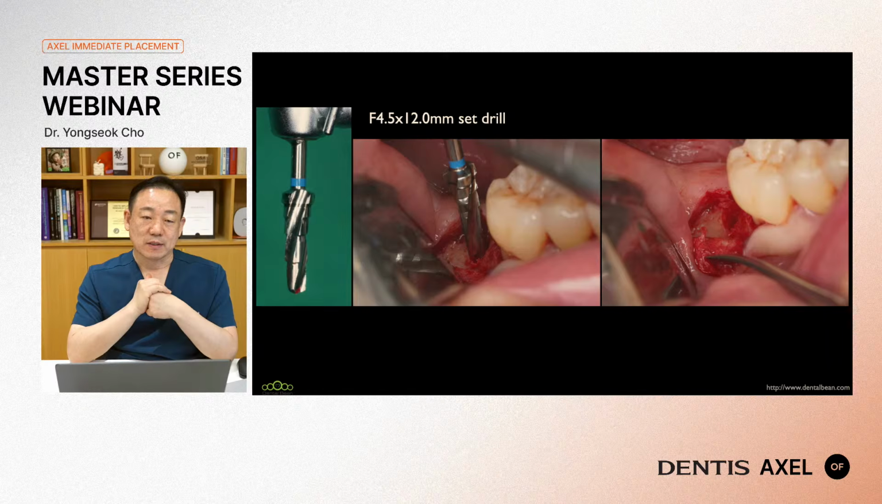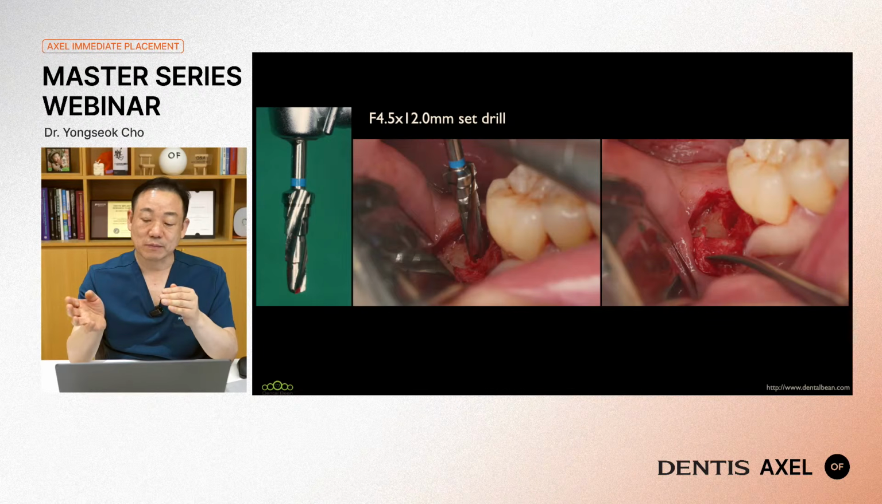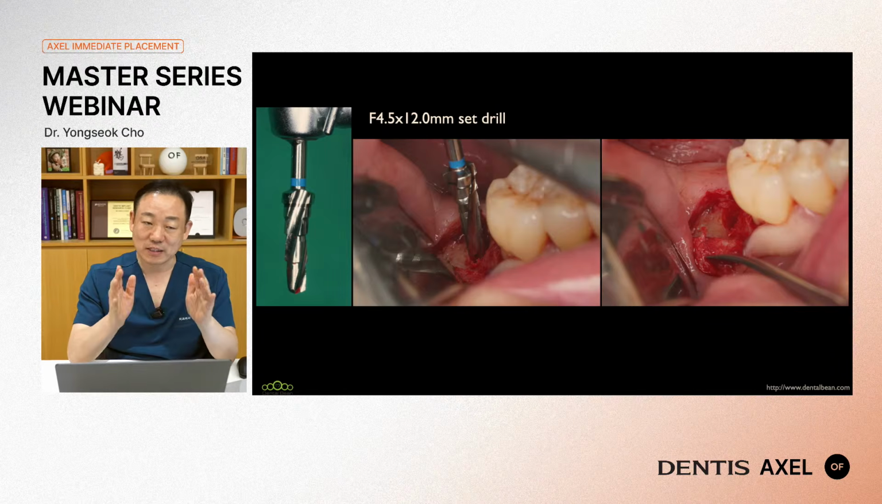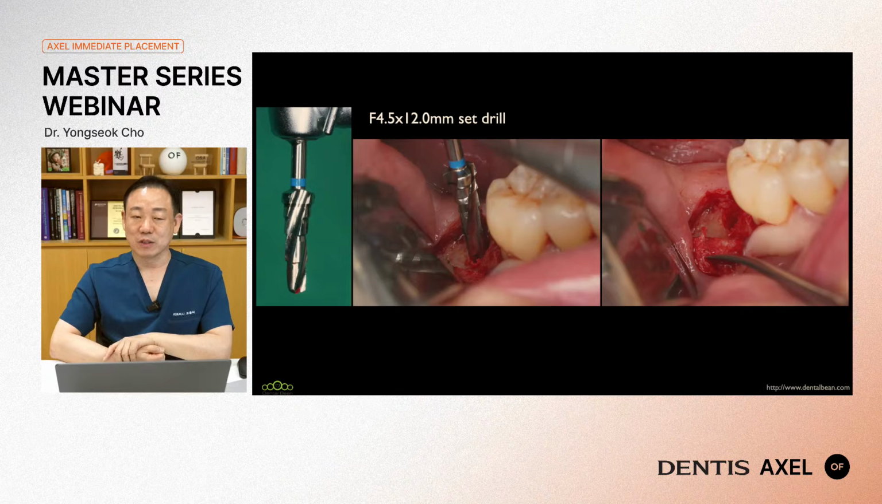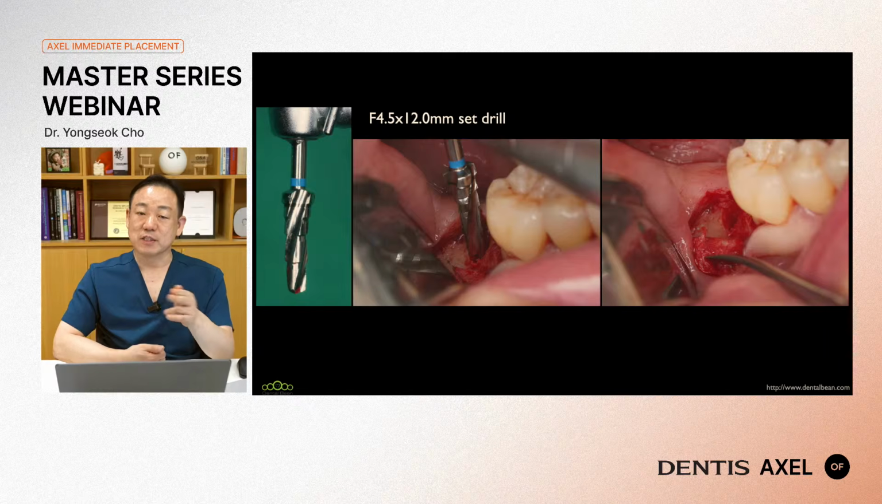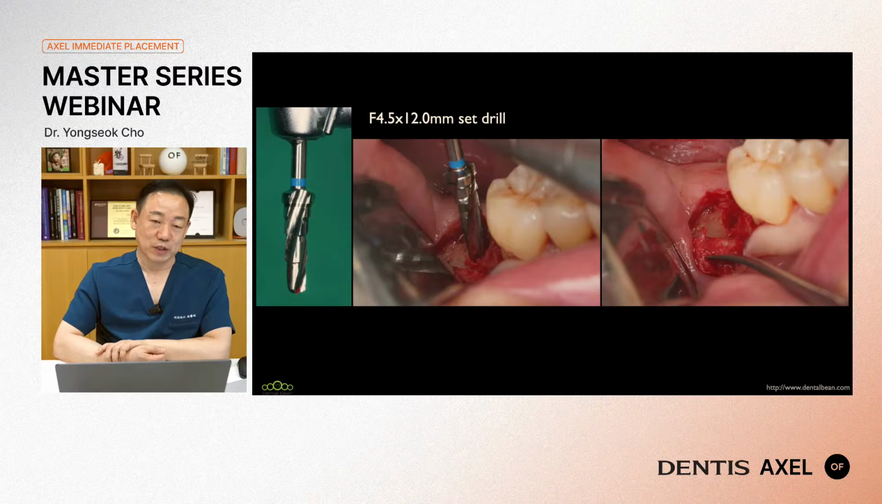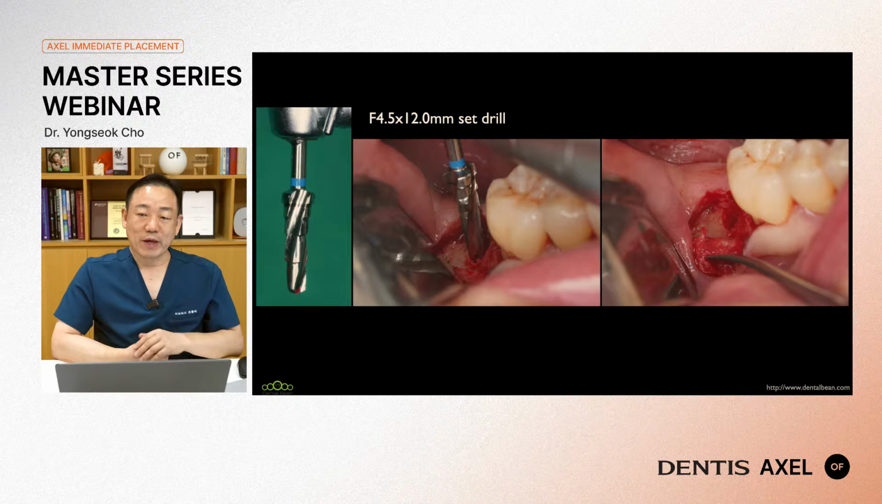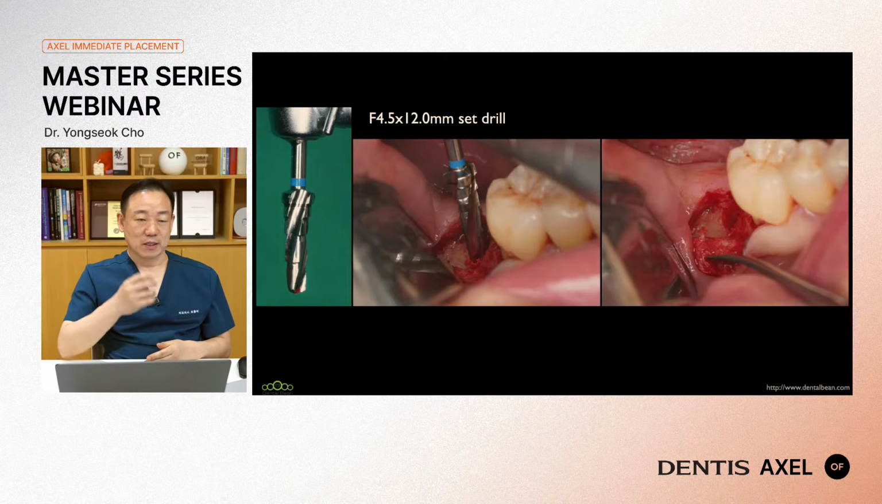To place a 4.6 by 7.5 implant, the length is 7.5. How long a drill will you use in this case? You may use an 8 mm set drill to prep the osteotomy. Possible. Sometimes it is possible. However, the problem is several kinds.